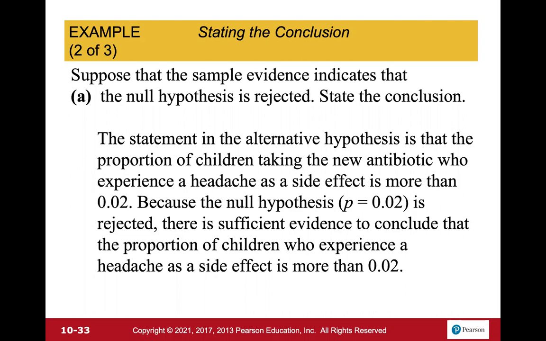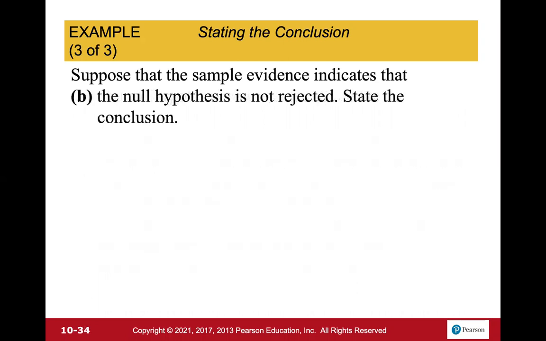The statement in the alternative hypothesis is that the proportion of children taking the new antibiotic who experience a headache as a side effect is more than 0.02, because the null hypothesis is rejected. There is sufficient evidence to conclude the proportion of children who experience a headache as a side effect is more than 0.02. So that's just the way we would state it. Now suppose the evidence indicates that the null hypothesis is not rejected. State the conclusion.